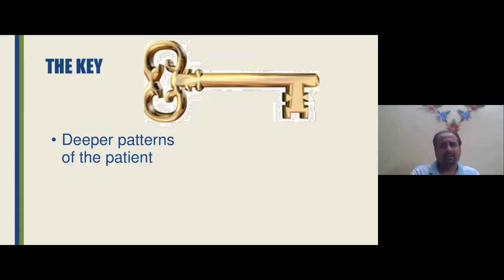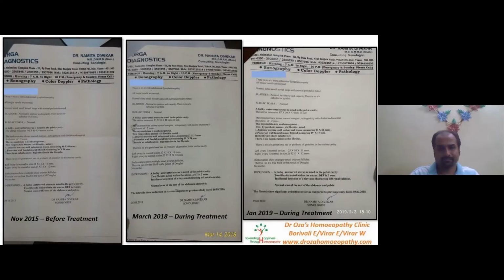So in this case, you have to understand the deeper patterns of the case. In this fibroid case, it was more of the responsibility which had come on her head because her husband was not alive, her son was alone. There was a grief, and in such cases, aurum natronatum, which is a very good remedy for fibroids also, helped the patient.